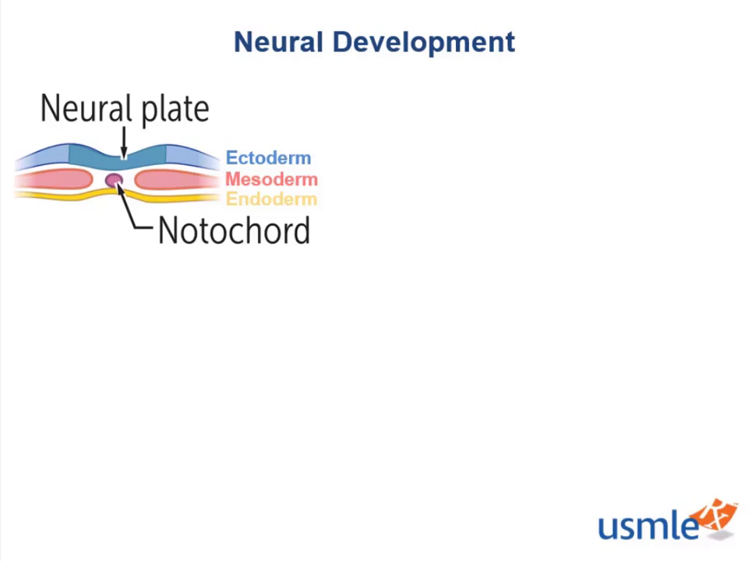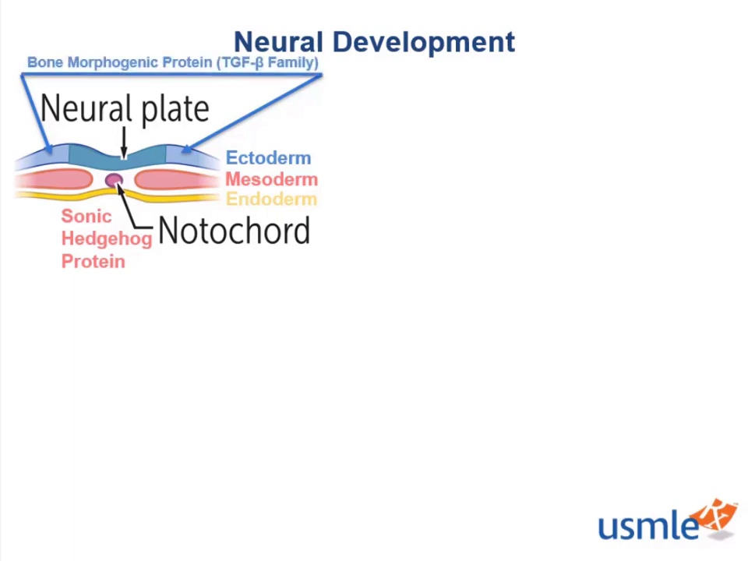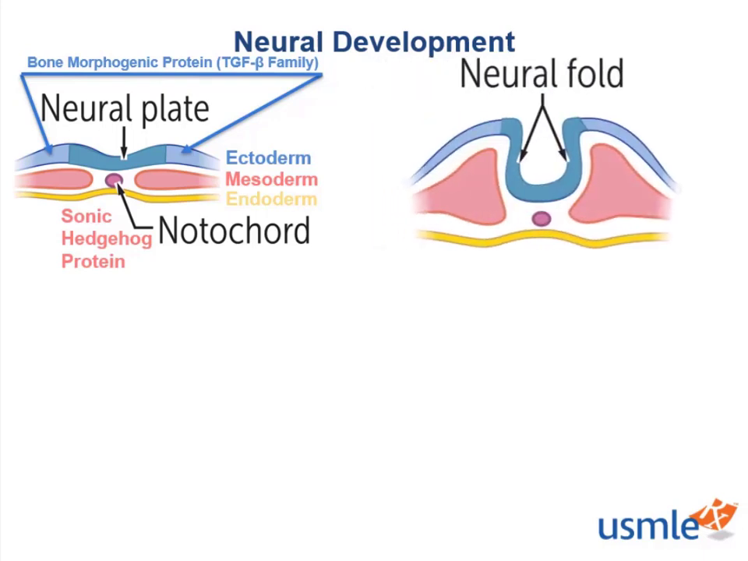With that background, let's talk about neurodevelopment specifically from the ectoderm. The notochord, a mesoderm structure as its light red color suggests, begins to produce a protein with the coolest name ever, the Sonic the Hedgehog protein, to induce the overlying ectoderm to become neuroectoderm. At the same time, cells surrounding the developing neural plate begin to express bone morphogenic protein, which belongs to the TGF-beta family of signaling molecules. The dual actions of these proteins on the overlying ectoderm induce it to become neuroectoderm and begin to fold inward.